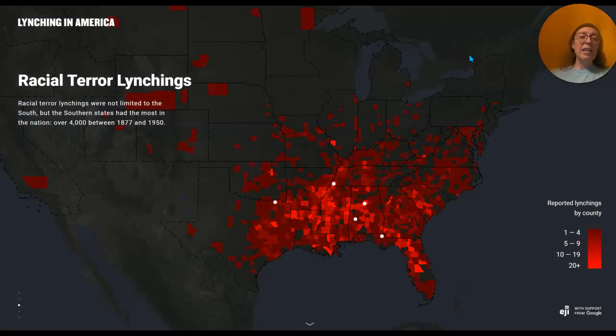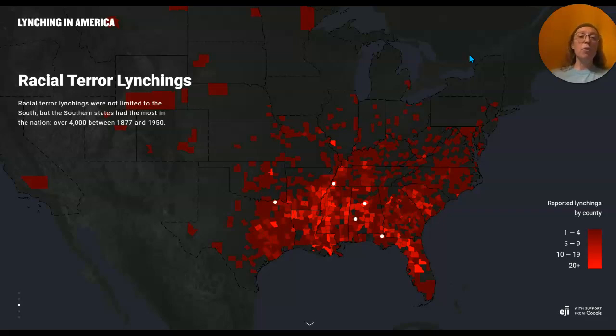So on here, this is a heat map. So wherever you see the brightest red, you see the most lynchings. A lynching at the very most basic level is basically a white mob going out and accusing usually an African American person of some kind of crime, not doing a trial or anything, and killing the African American. So it's a racial terror lynching.